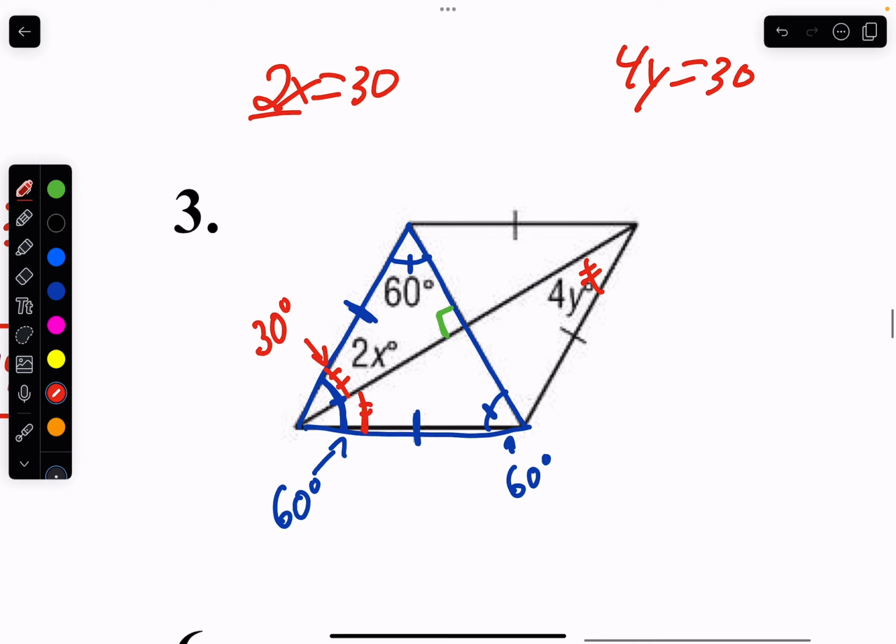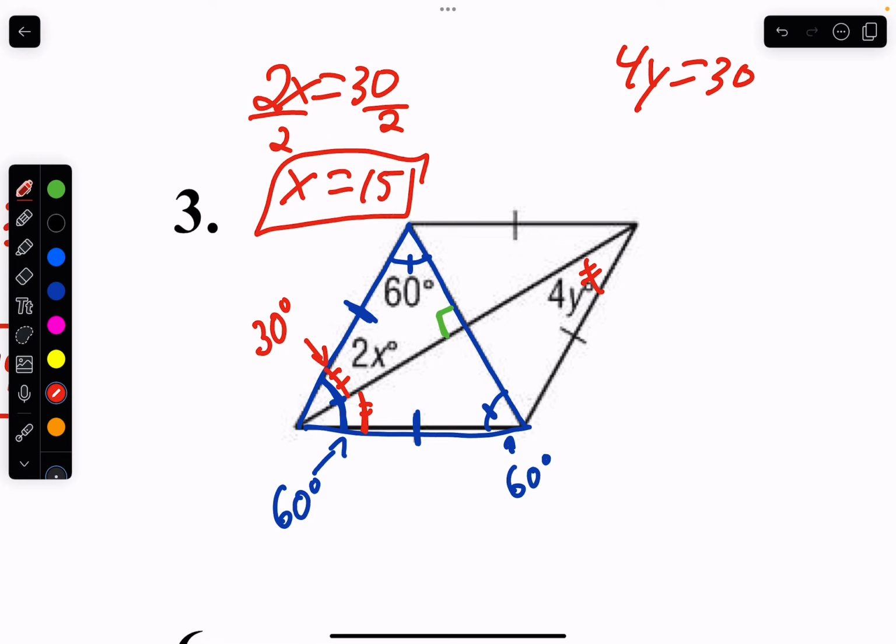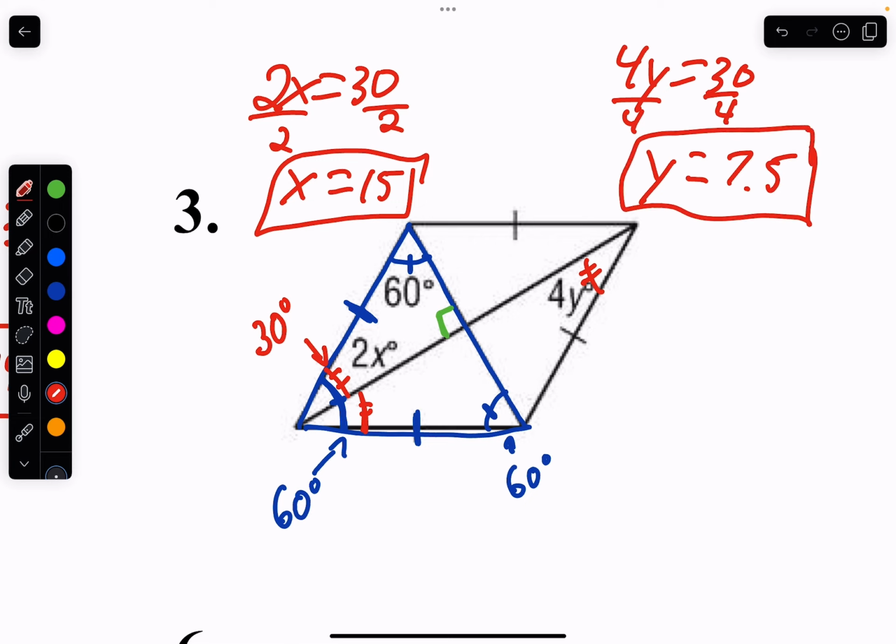We're done with geometry. A little bit of algebra now. Let's divide by 2. X equals 15. Let's divide by 4. And we say y equals 7.5. And we're done with that problem, problem number 3.